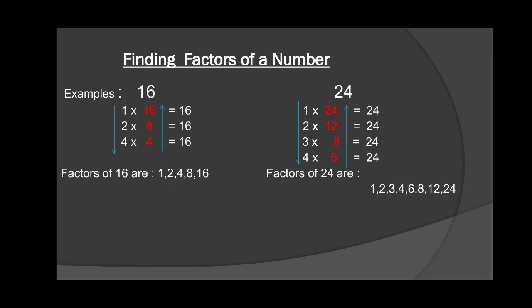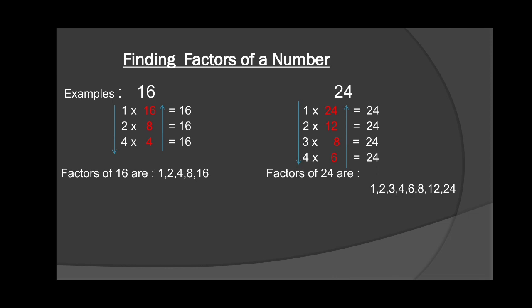Next, after 2 we will get 3. So 3 8s are 24. 3 multiplied by 8 gives 24. Next, 4 6s are 24. That means here we have multiplied 4 by 6 to get the result as 24. Next, 24 is not divisible by 5. So we are not taking 5. Next 6. Already we have written 4 multiplied by 6 or 6 multiplied by 4 gives the result as 24 because the order does not matter in multiplication.